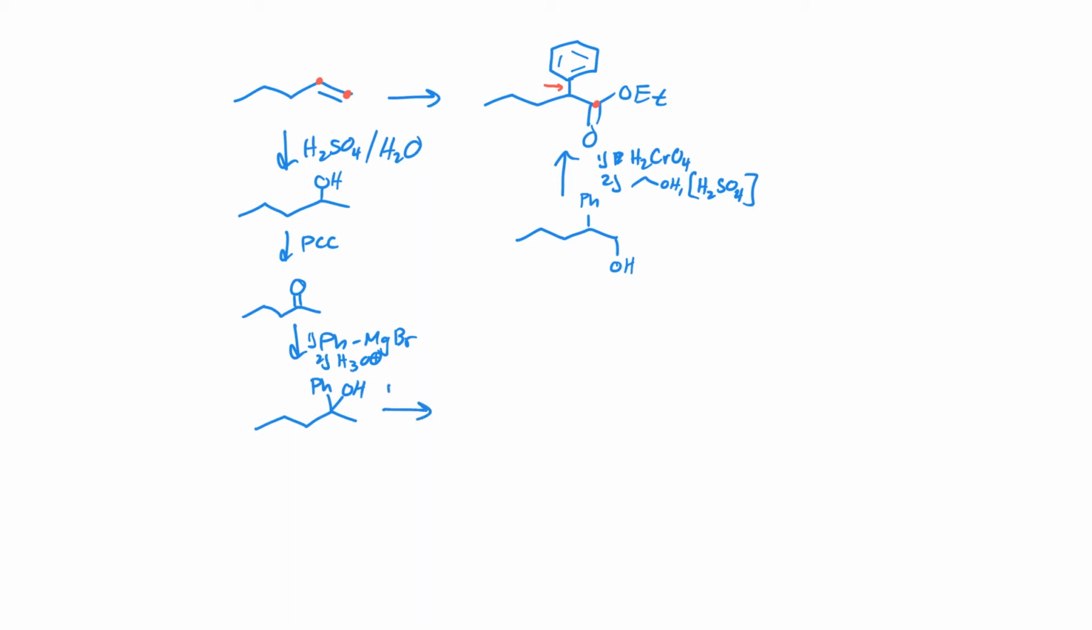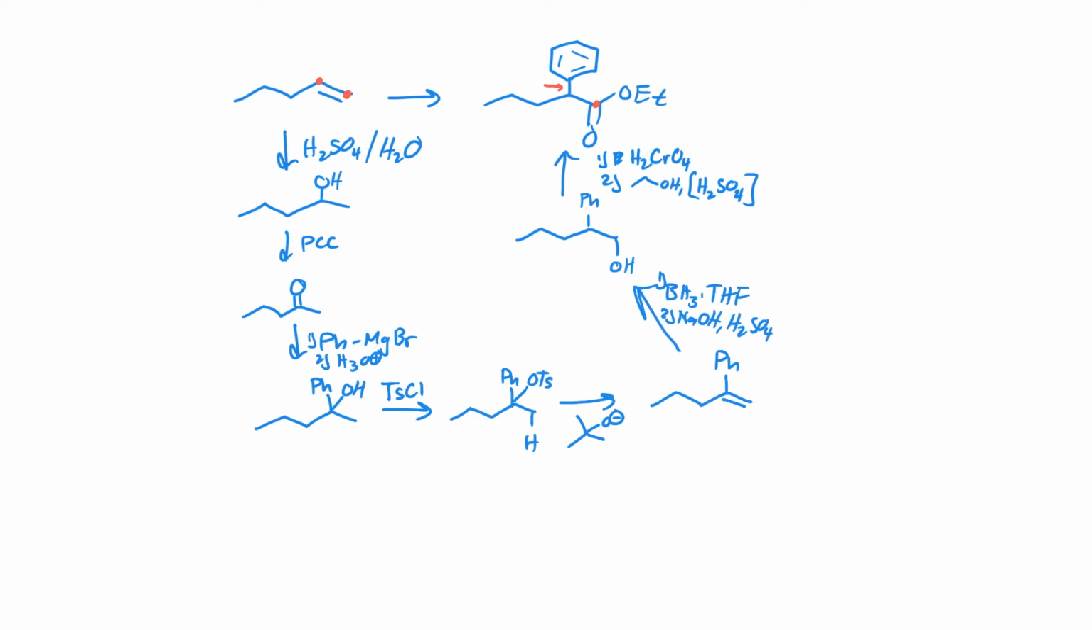I could tosylate this, turn it into a good leaving group, and then I could hit it with a strong, bulky base that would remove this hydrogen here preferentially, giving me that alkene, and BH3 THF can put an OH on the outside portion of that alkene. So there's my stepwise process.